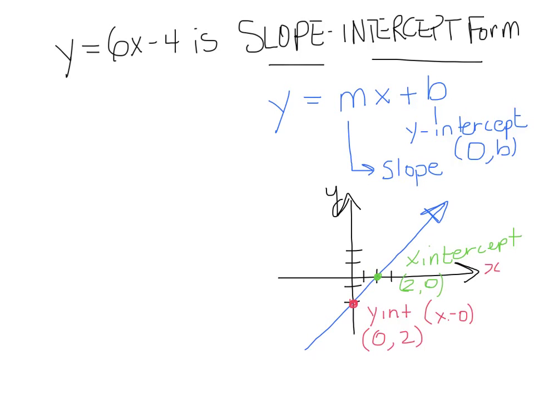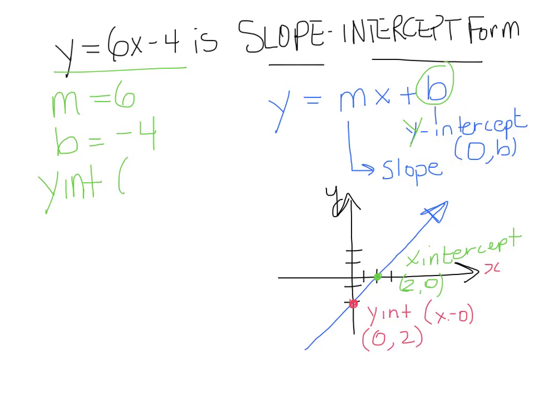But for slope-intercept form, this one in particular is the y-intercept. So make sure you're always talking about the y-intercept. It's very easy to get confused when you start graphing. Alright, so we have y equals mx plus b. We can go back to our 6x minus 4. It's very easy then to look at this and say, oh, the slope of this line would be 6. The b value is negative 4, which makes the y-intercept value (0, -4).